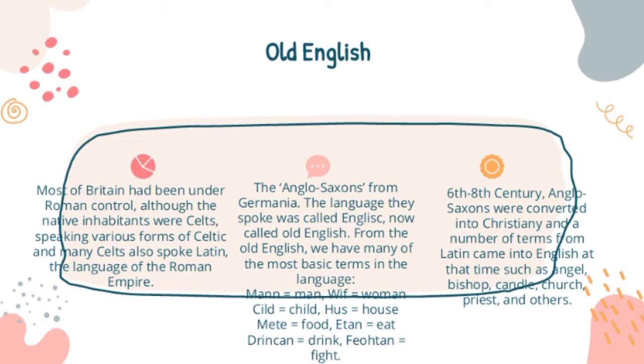These pagan settlers also gave us some weekday names, commemorating their gods Woden and Thor. However, they didn't remain pagan for long. From the 6th to the 8th century, there was an extended period during which these Anglo-Saxons were converted to Christianity, and a number of terms from Latin came into English at that time, such as angel, candle, church, and others.